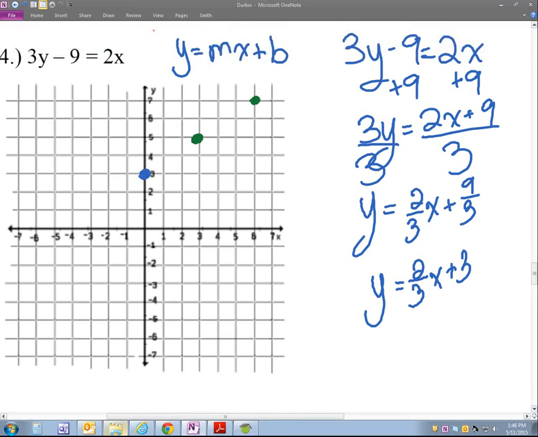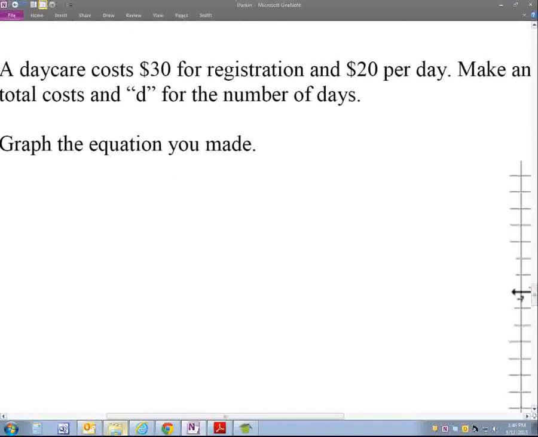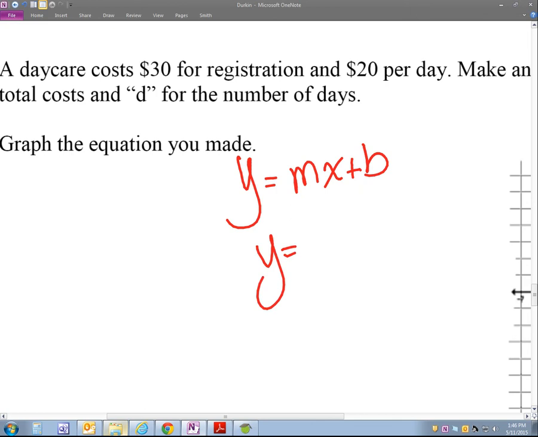Get my school issued straight edge. And there's my line. And we do not have time to do that, but it's just trying to get you to recognize y equals mx plus b. Yeah, and it'd be y equals $20 per day plus the $30 registration.